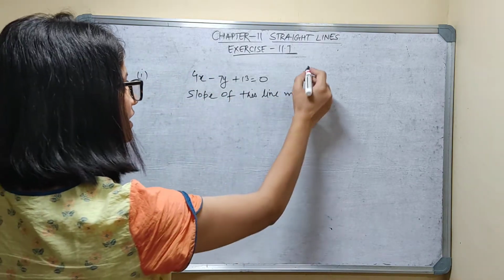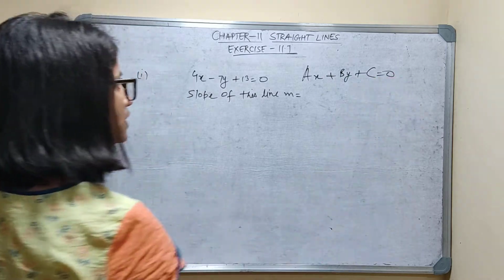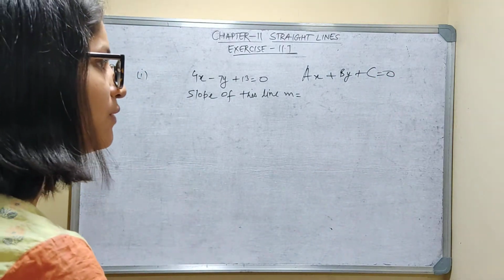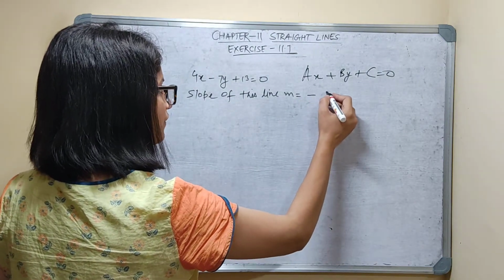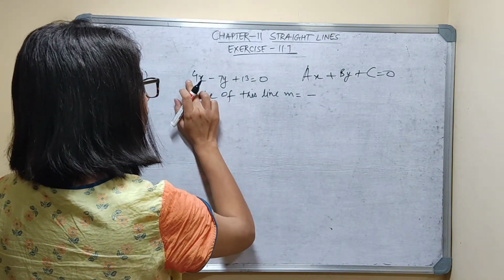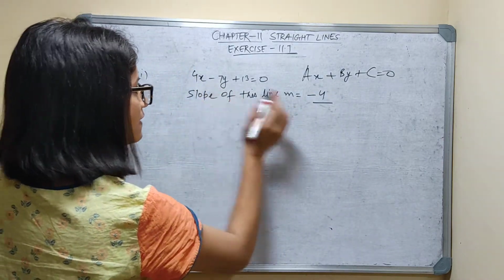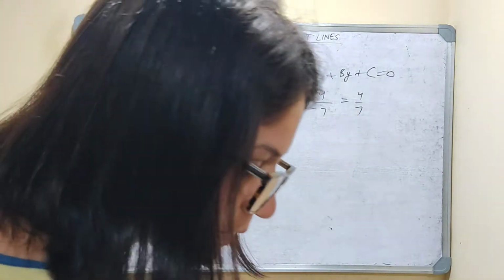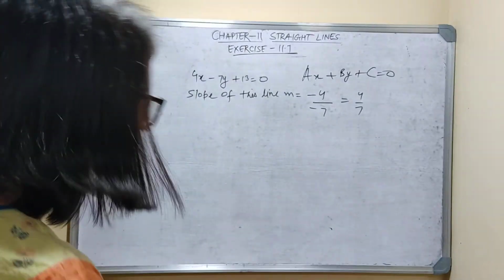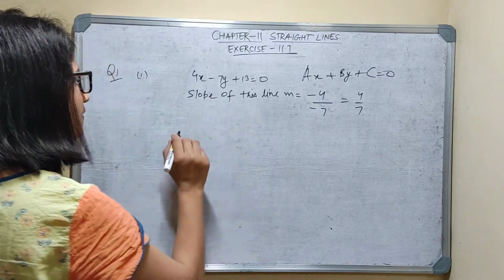The general equation is given in this form, ax plus by plus c is equal to 0. So the slope of this line will be minus coefficient of x upon coefficient of y. Minus coefficient of x is plus 4, upon coefficient of y, which is minus 7. So 4 upon 7 is the slope m. Is it clear?